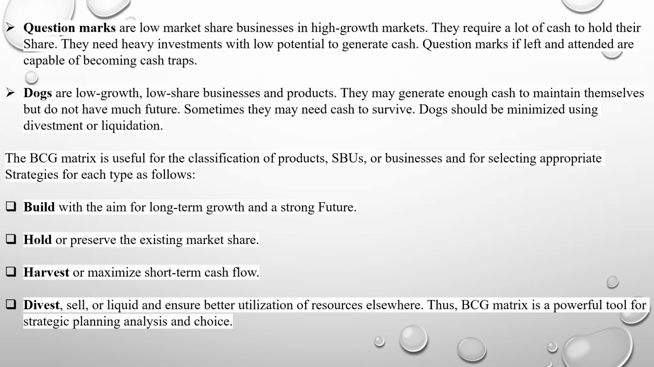BCG matrix is useful for classification of products, SBUs or businesses and for selecting appropriate strategies for each type as follows. First, build with the aim for long-term growth and strong future. Second, hold or preserve the existing market share. Third, harvest or maximize short-term cash flows. And last, divest, sell or liquidate and ensure better utilization of resources elsewhere. Thus, BCG matrix is powerful tool for strategic planning, analysis and choice.